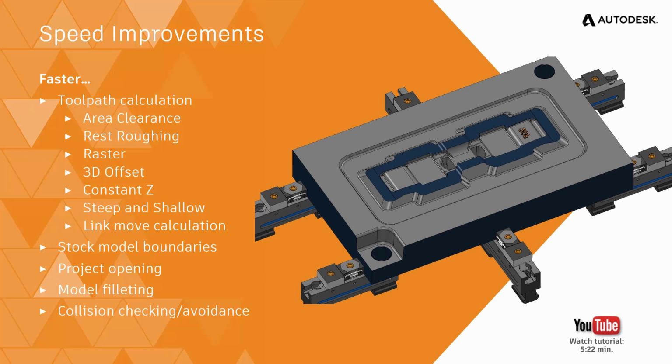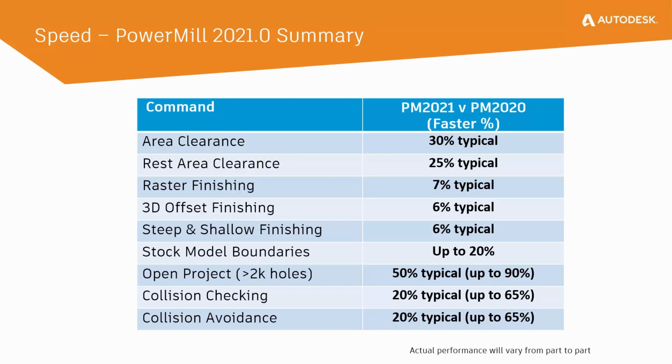Many other commonly used commands have also been sped up. So things like stock model boundaries, the time taken to open projects, that model filleting functionality that we added a couple of releases back, as well as the 5-axis collision checking and 5-axis collision avoidance functionality that we've added recently. So let's take a deeper dive into some of the performance gains that we're seeing.